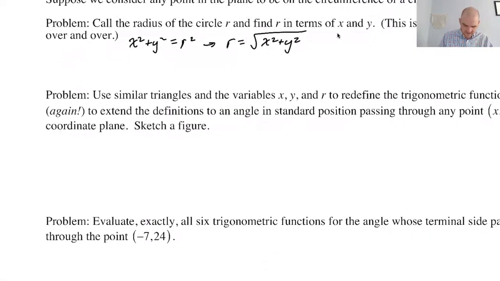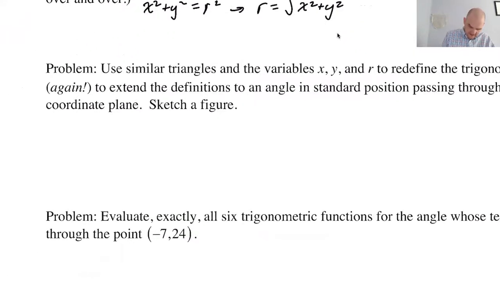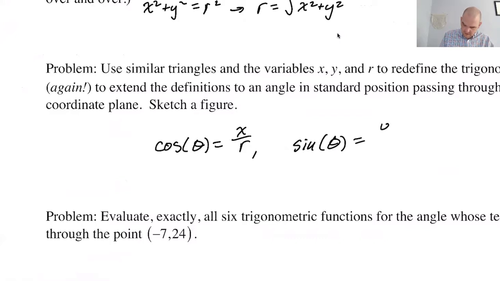So just using that triangle, we can see that the cosine of theta is not just x, because it's not a point on the unit circle, but it is a point on a circle with a hypotenuse or a radius of r, so it's actually x over r. And we can also say that sine of theta is y over r.